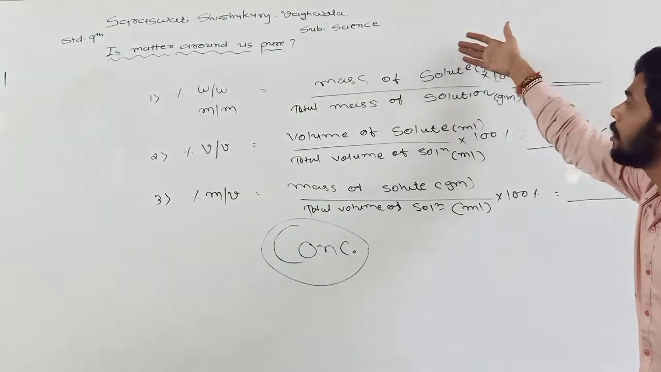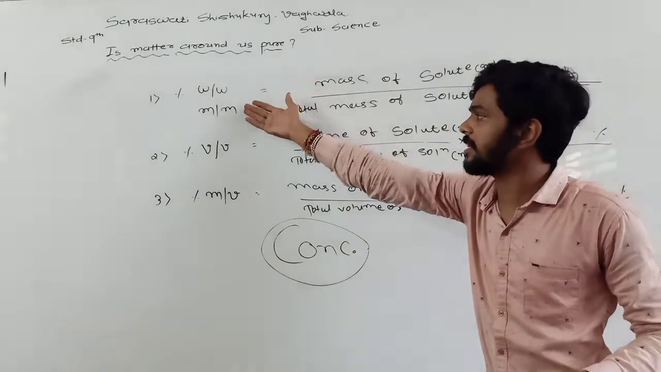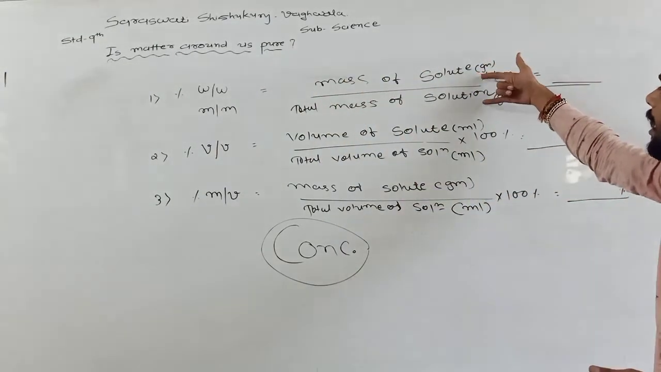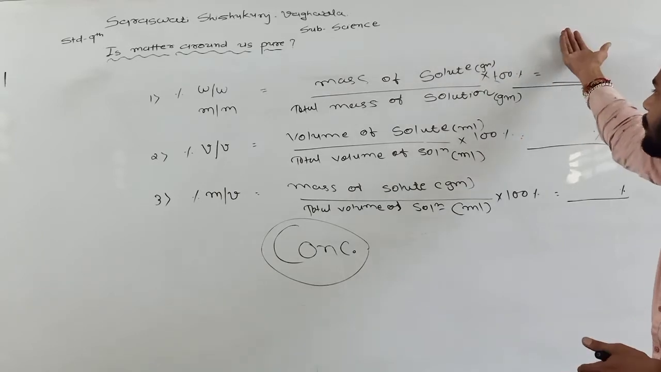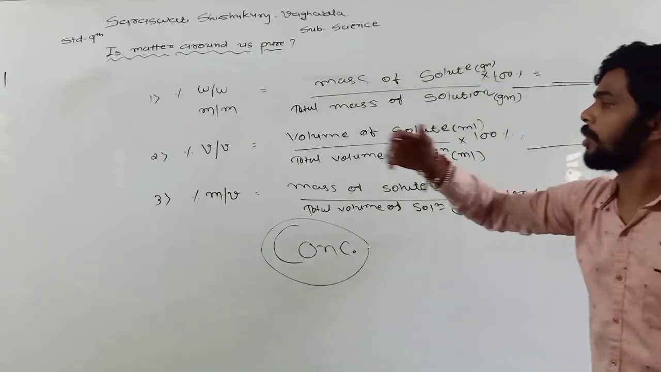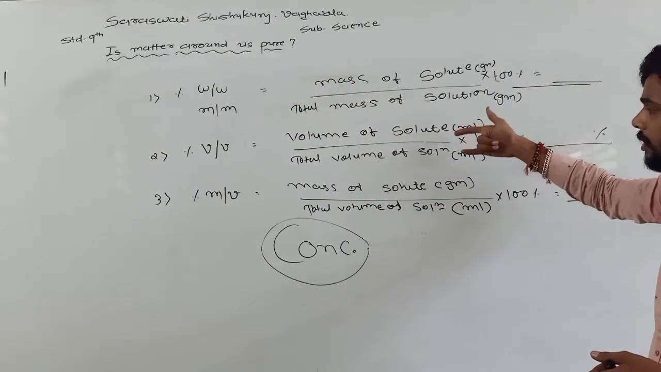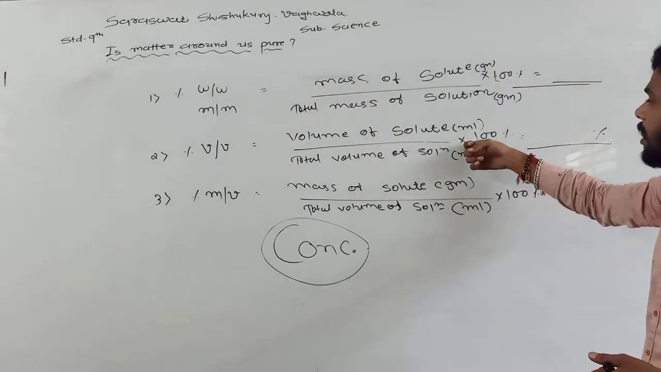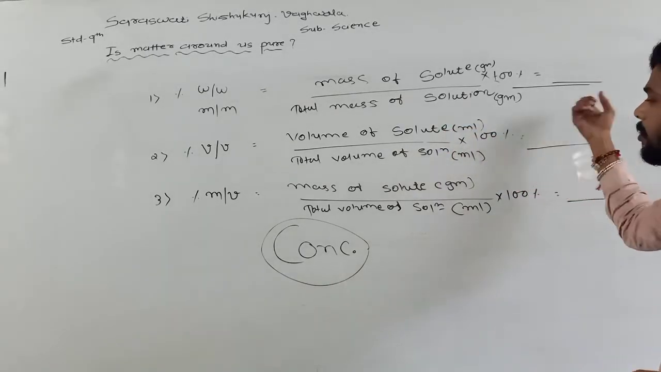Just you have to write out the figure, that is the solute. If you want to find out the percentage W by W, percentage M by M, you must have the weight of the solute and the weight of the solution. Just go and divide and multiply by 100, you will get your answer. If you want to find out V by V, that means volume by volume, then you must have the volume of the solute and the solution, then divide solute by solution, and then multiply by 100, you will get your answer.